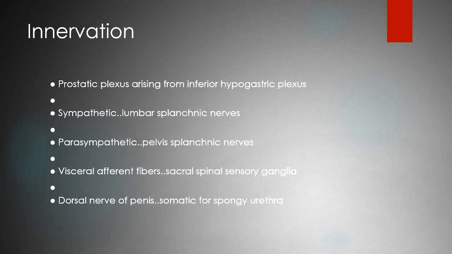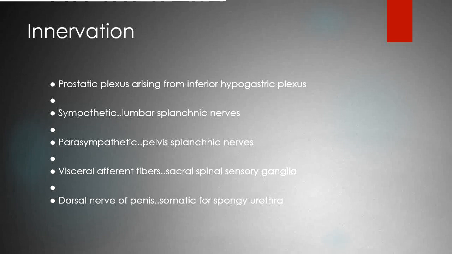Now comes the innervation of the male urethra. The nerves are derived from the prostatic plexus, which arises from inferior hypogastric plexus. Sympathetic nerve supply is from the lumbar spinal cord segments via the lumbar splanchnic nerves, and the parasympathetic nerve supply is from the sacral spinal segments via the pelvic splanchnic nerves. The visceral afferent fibers follow the parasympathetic fibers retrogradely to the sacral spinal sensory ganglia.